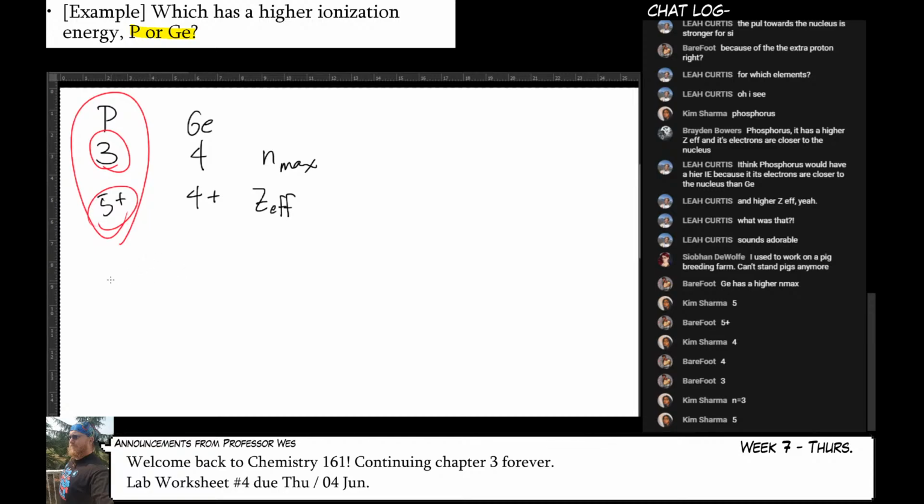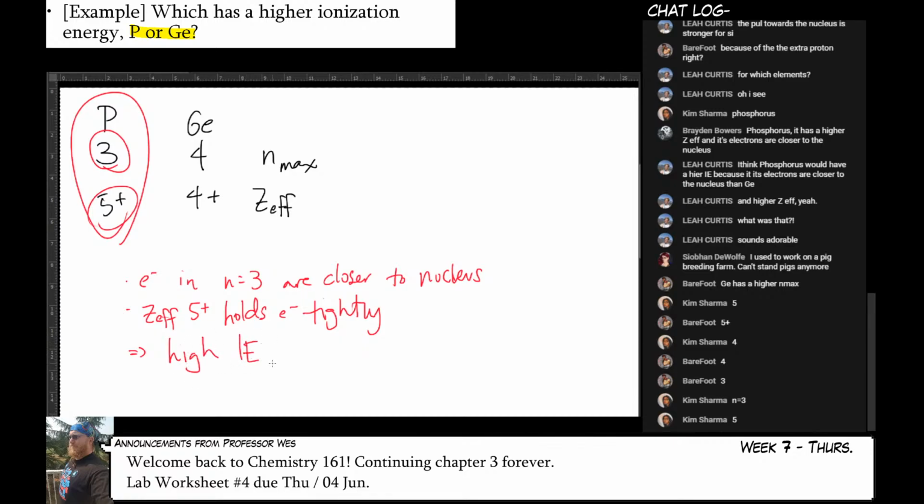So if you were asked to describe this using quantum mechanics, I would say electrons in N equals 3 are closer to the nucleus, and Z effective of 5 plus holds electrons tightly. Therefore, it has a high ionization energy relative to germanium with N equals 4 and Z effective 4 plus. All right, so we got that one.